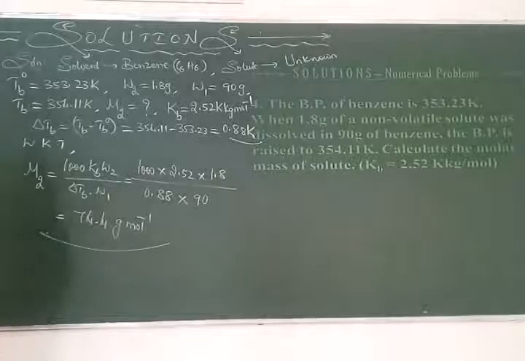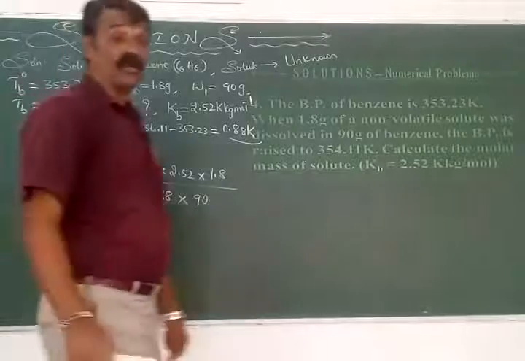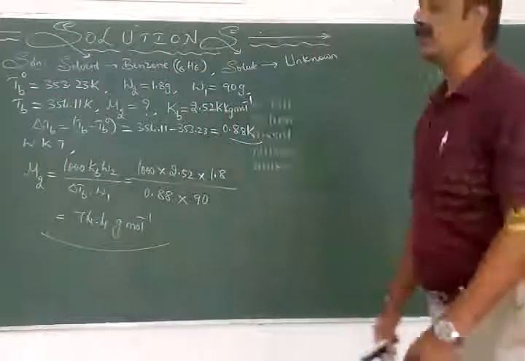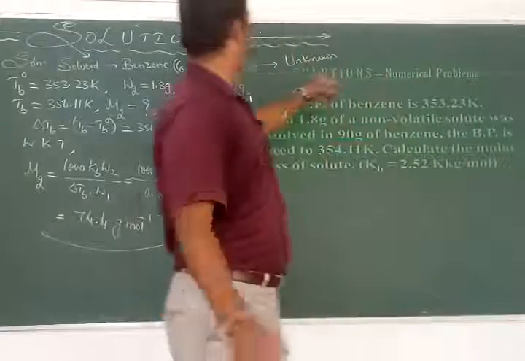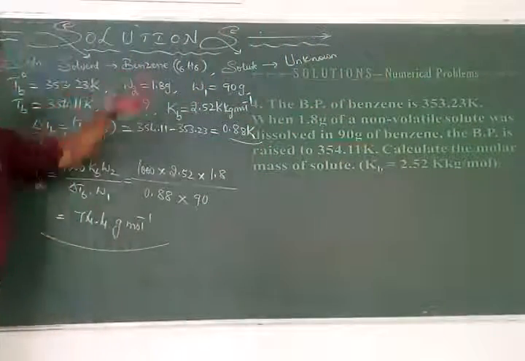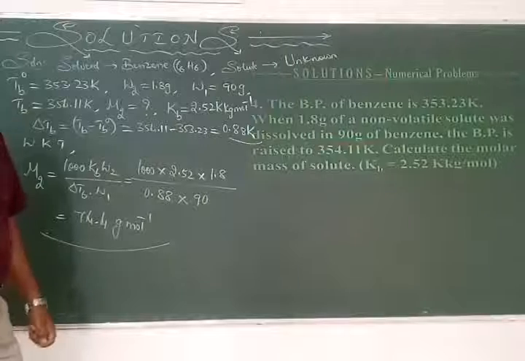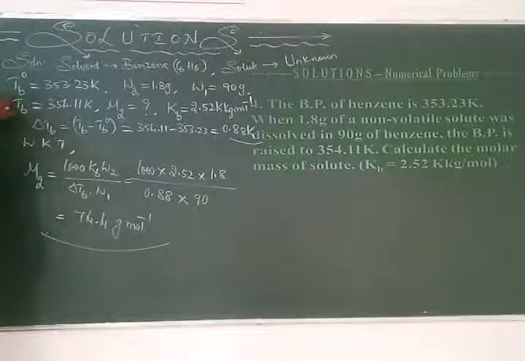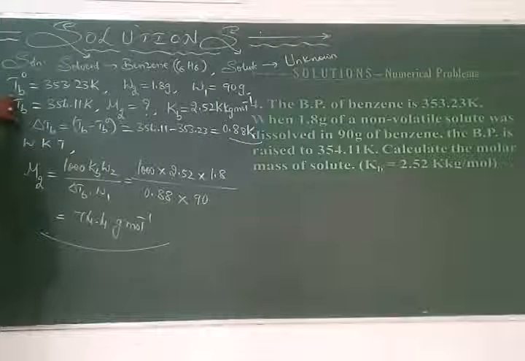So first you have to decide which is the solute and which is the solvent according to the numerical. The pure benzene is the solvent, and the non-volatile solute is unknown. The boiling point of the pure benzene, the boiling point of the solvent, has the symbol Tb naught, which is equal to how much?